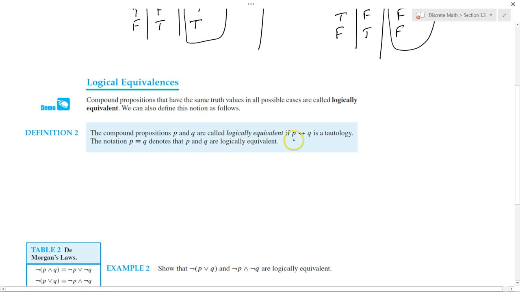So here's the condition. If you have two compound statements, and if you can show that applying if and only if between the two gives a tautology, then both compound propositions P and Q are considered to be logically equivalent. And this is the notation that is used to indicate the logical equivalence of two statements.